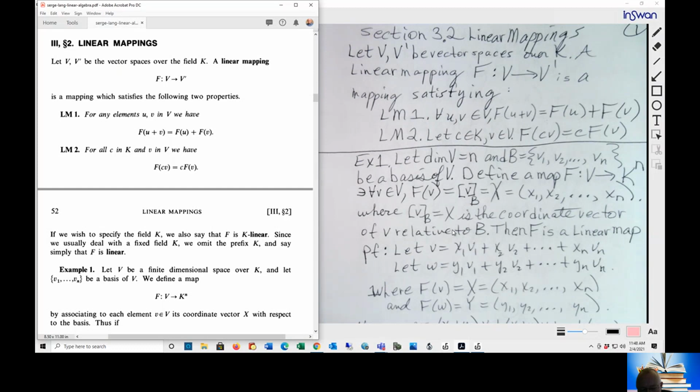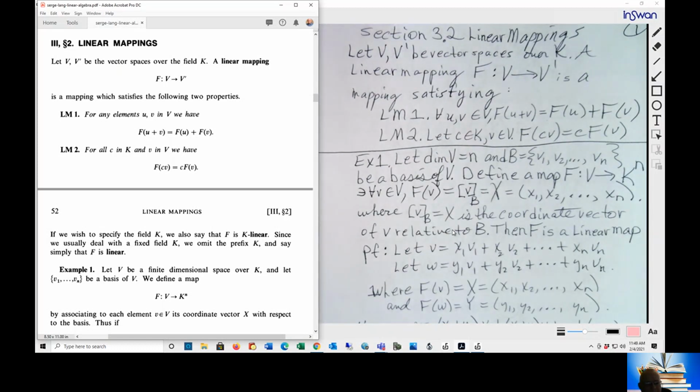Certainly, an old-fashioned straight line function in college algebra, f of x equals mx plus b, slope-intercept form of a line, as long as it passes through the origin. Now, it would have to pass through the origin to qualify as a linear mapping. So f of x equals mx, where b equals 0, where the y-intercept is 0, would be a linear mapping. So lines that pass through the origin are linear mappings.